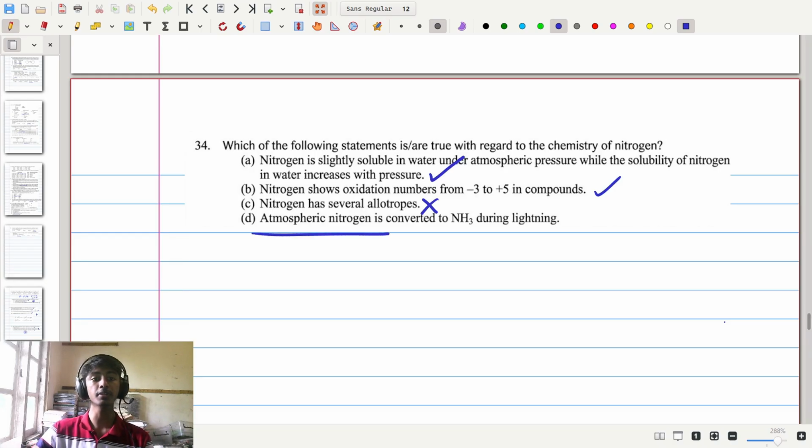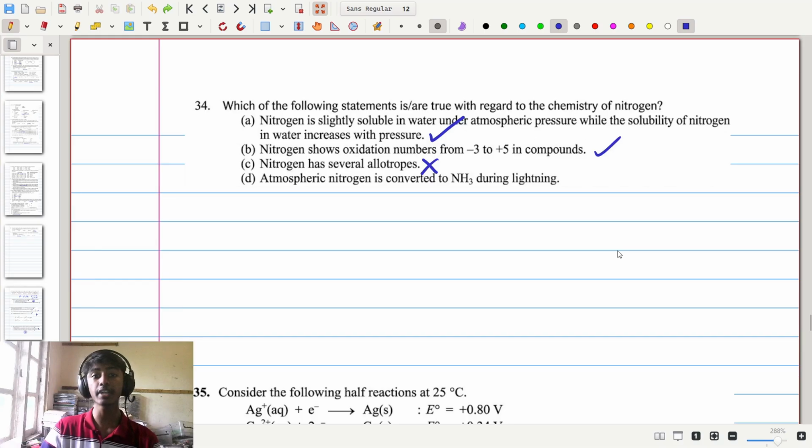Now moving on to statement D, it says atmospheric nitrogen is converted to ammonia during lightning. While nitrogen does react in the presence of lightning, it does not create ammonia. Instead, nitrogen will react with the oxygen in the atmosphere to create either NO or NO2. So due to that, statement D is also incorrect. So from this we can see statements A and B are correct only and statements C and D are both incorrect. And A and B only corresponds to answer number 1. So therefore, according to these statements, the correct answer here is answer number 1.